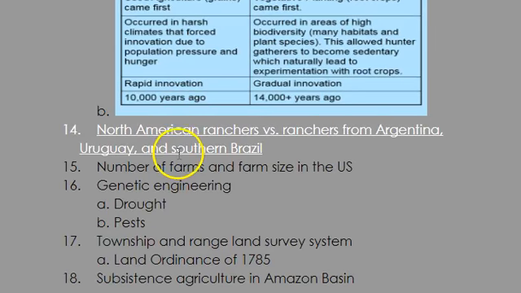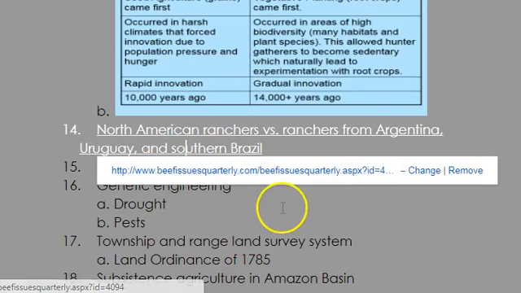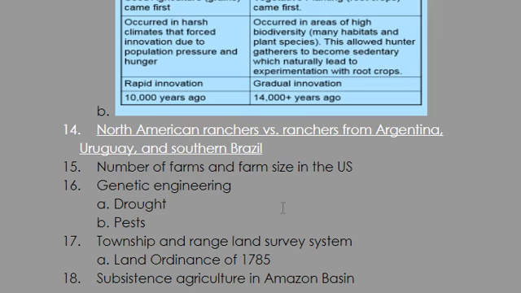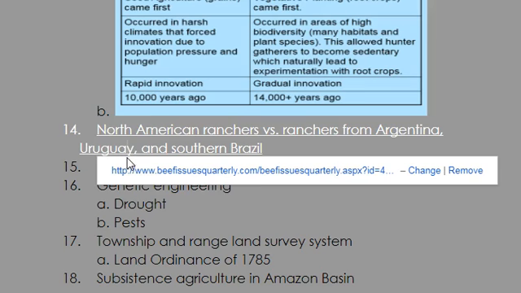All right, this was a super duper random thing, and I know you're like, okay, but why are we looking at this? It's because I've seen a question on it. And let's talk about the difference between North American ranchers and ranchers from Argentina, Uruguay, and southern Brazil. So I want you to know that even though you think America and you think beef, right? Ranchers from Argentina, Uruguay, and southern Brazil are way more likely to export their beef than American ranchers. They just lead in beef exportation.